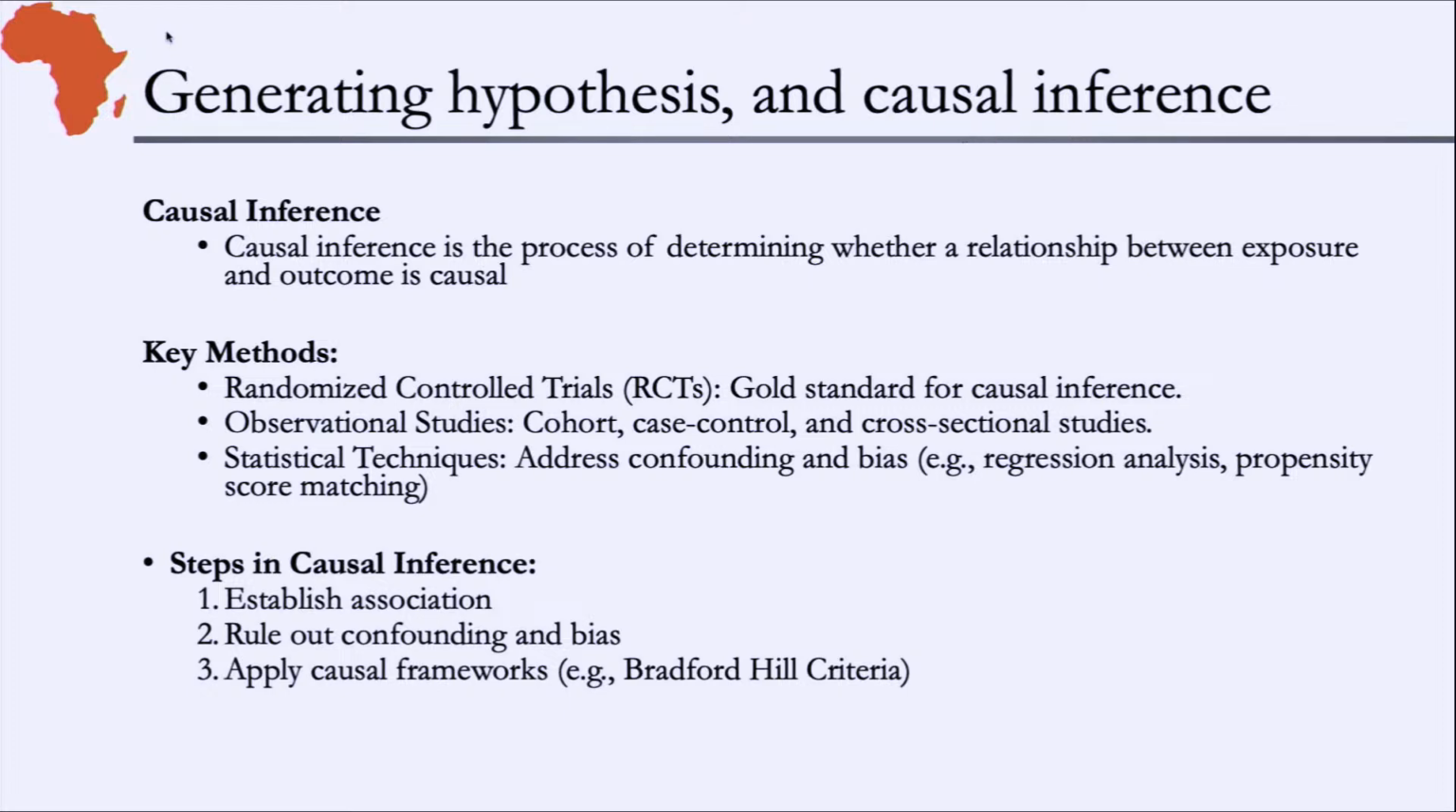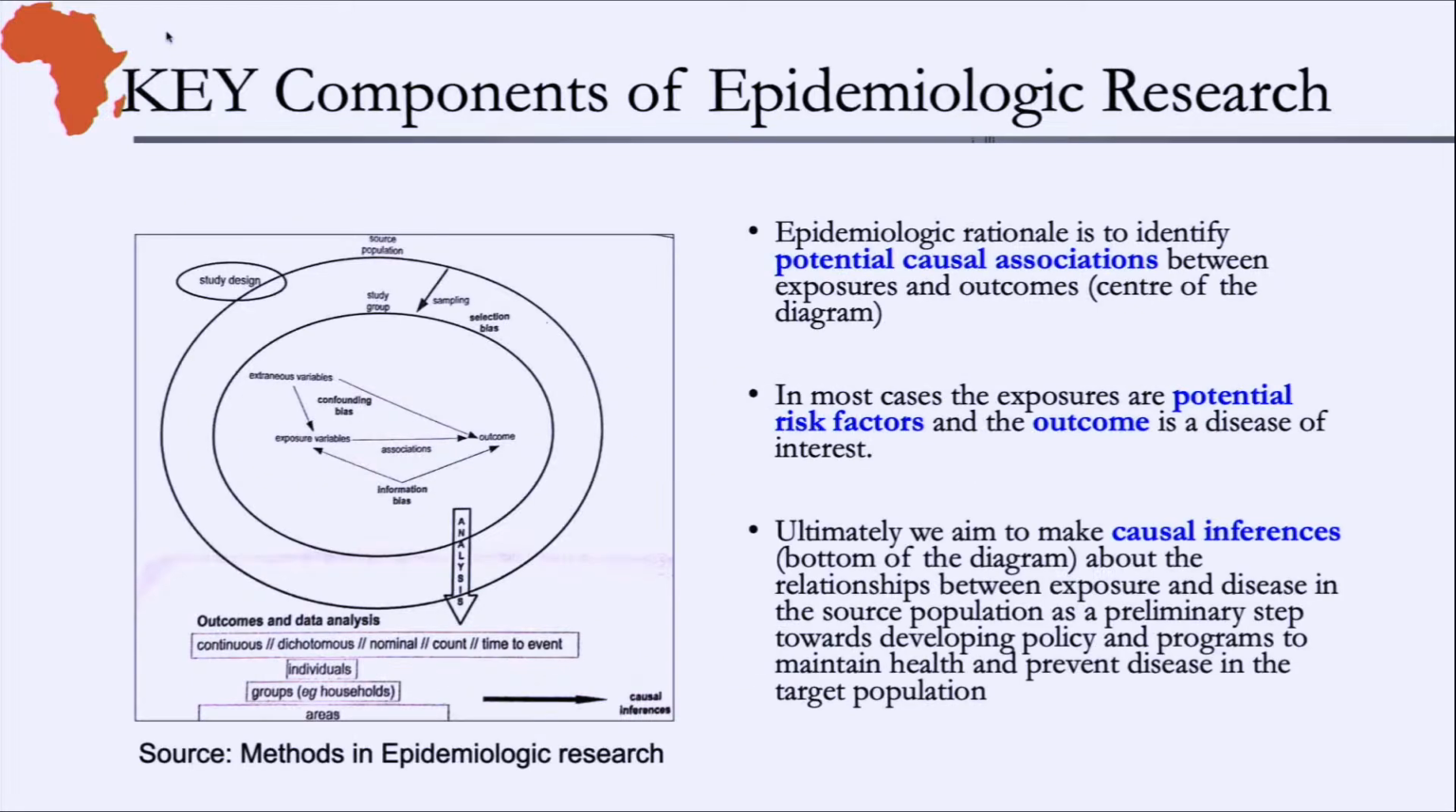There's a criteria which is used to determine causality, and that will be covered tomorrow when we cover causal concepts in depth. I have 5 minutes to complete this, but I want to give you a summary of what we will be doing in this course. Epidemiology is concerned with identifying causal association between exposure and outcome, and that is in the center of that diagram. My apologies, I cannot see it well, but we will share the slides so you'll be able to look at it.